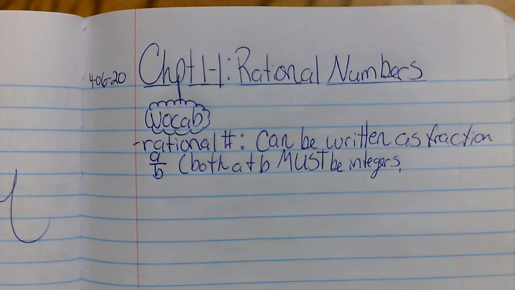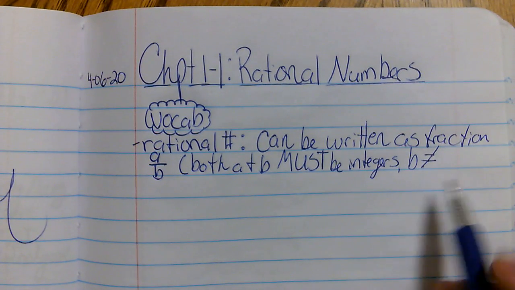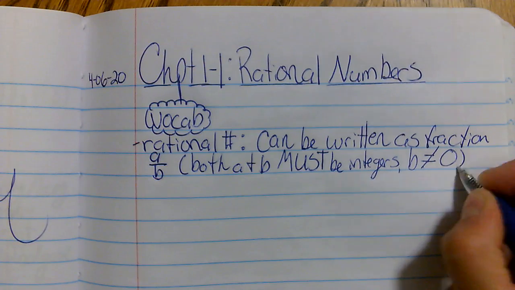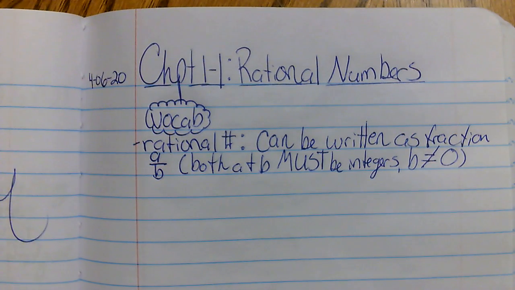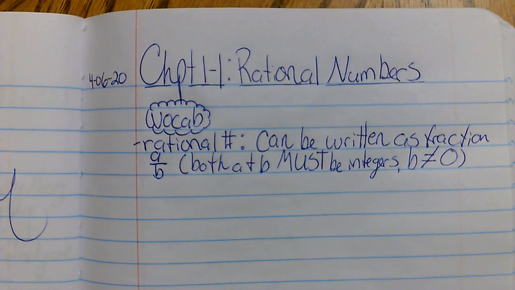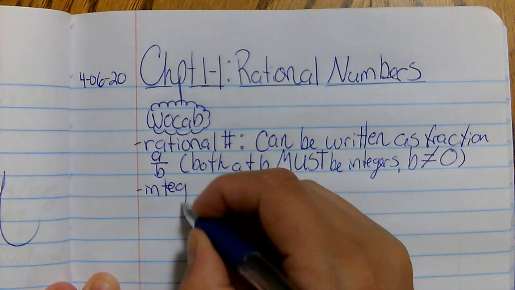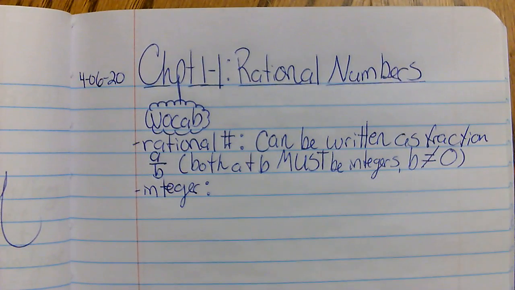And B is not allowed to be 0. Not allowed. So B cannot equal 0. If it does, you're dividing by 0, and you can't divide by 0. It is not possible. So, what is an integer? Let's remind ourselves what that is.